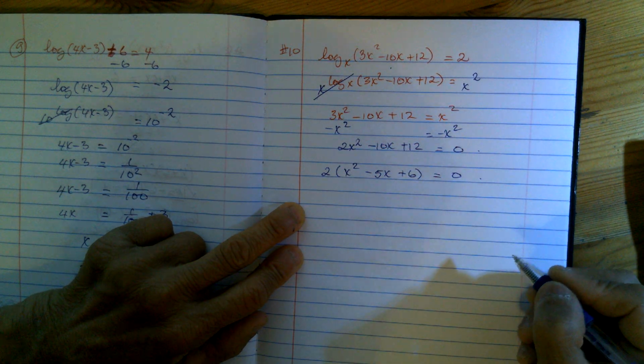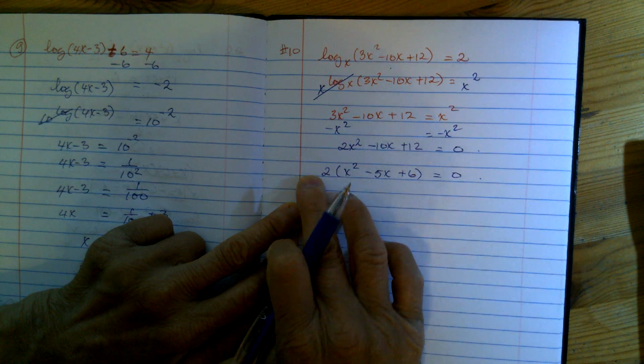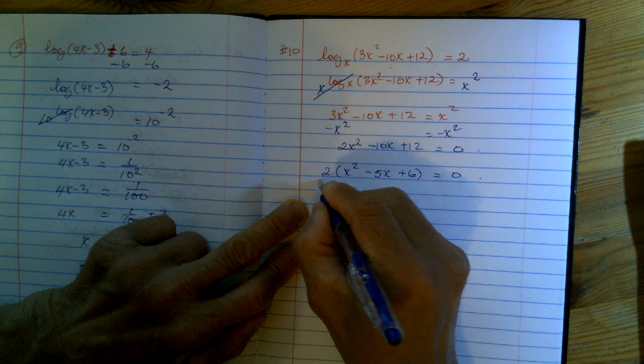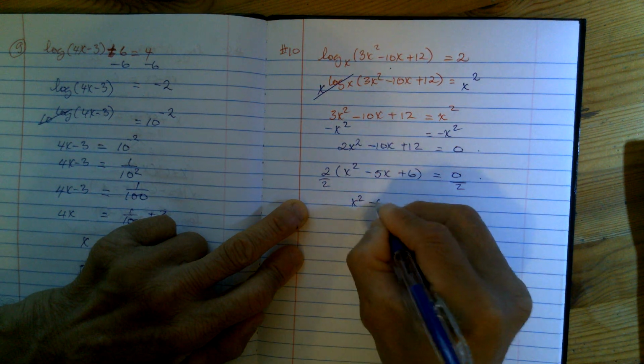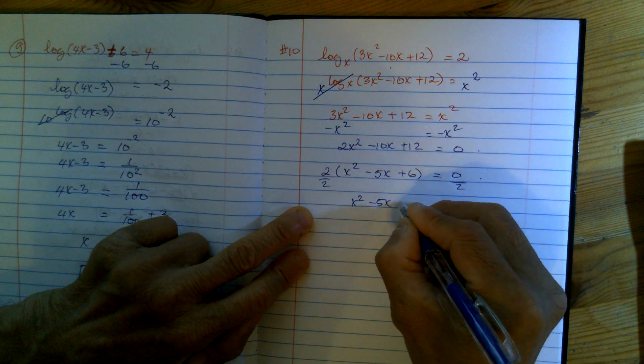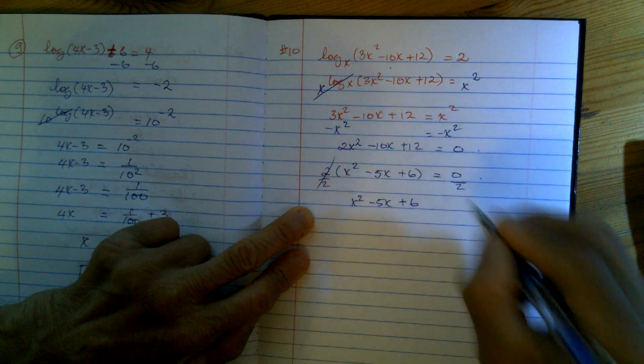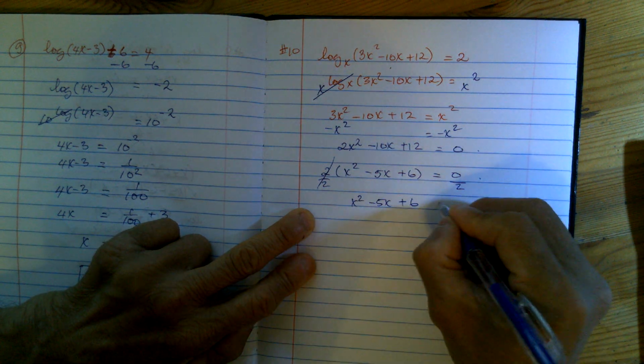Alright, so now we're going to divide by 2 on both sides. And we're still ending up with this x squared minus 5x plus 6, and this side equals 0.